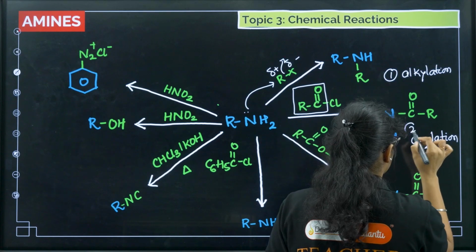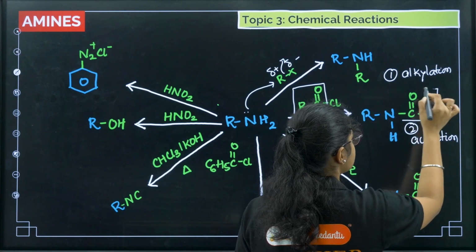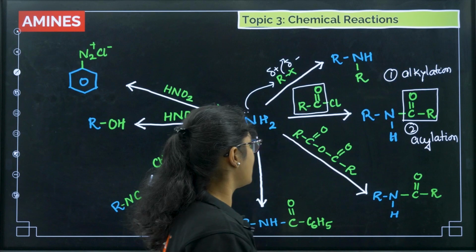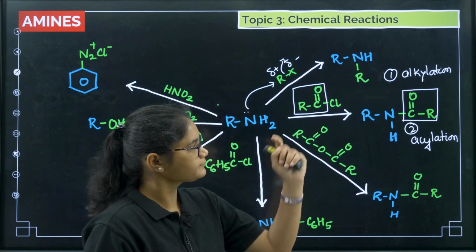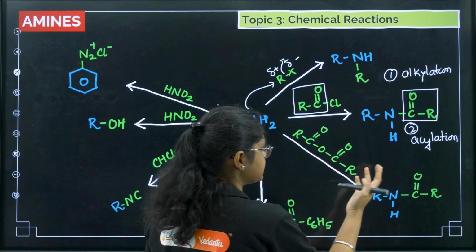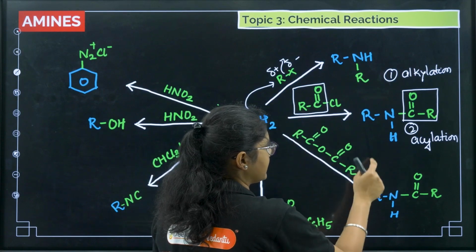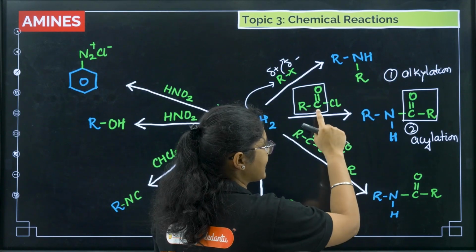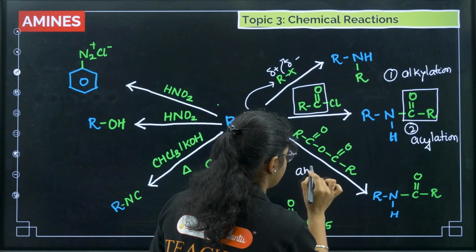So this is your second one, right? This group is called an acyl group, attached to the nitrogen. Alkylation, acylation. The third one, okay, acylation can also be done if you react it with any anhydride. So you can react with acid chlorides or you can react with anhydrides.